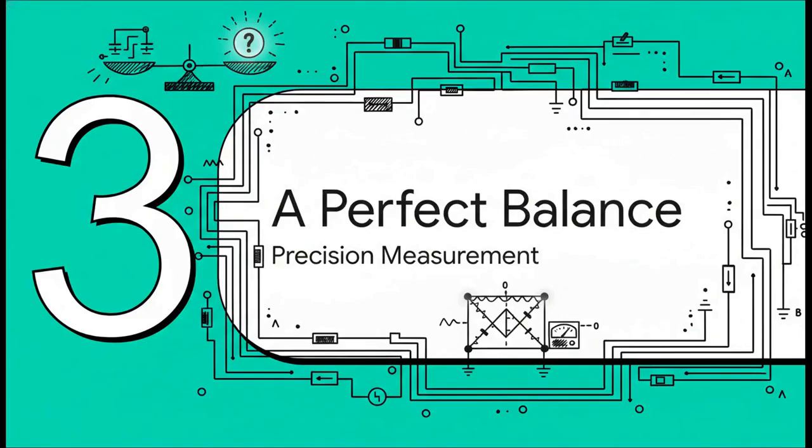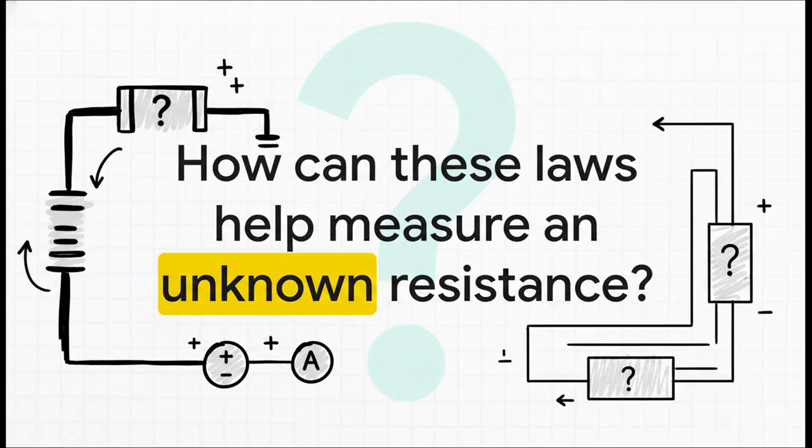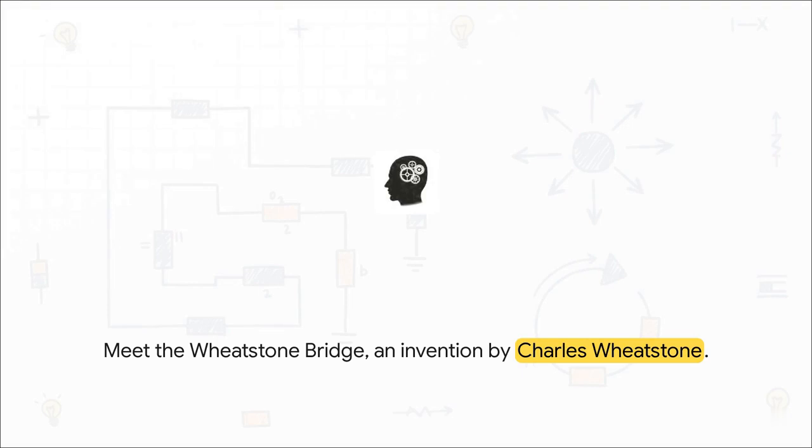So, okay, we've got these two powerful laws, but what can we actually do with them? Well, it turns out you can use them to perform a kind of perfect balancing act, one that lets you measure the unknown with just incredible precision. So let's imagine you have some component, but you have no idea what its resistance is. How could these laws possibly help you figure that out with almost perfect accuracy? Say hello to the Wheatstone Bridge. This really clever circuit, developed by Charles Wheatstone, is just a brilliant application of Kirchhoff's laws. It's basically four resistors set up in a kind of diamond shape, and it creates these two parallel branches that you can balance against each other.